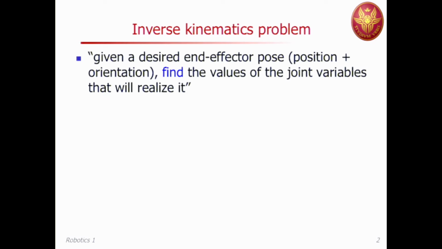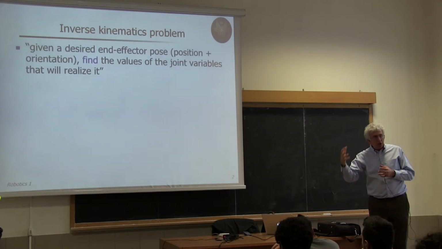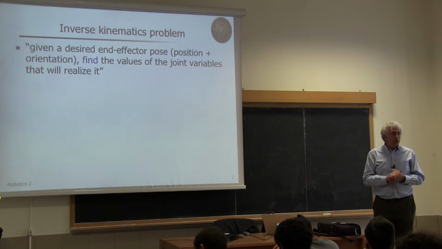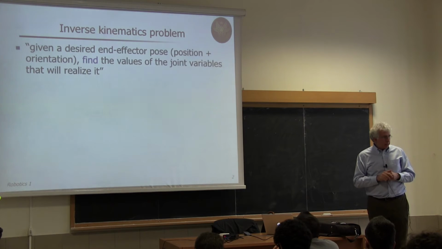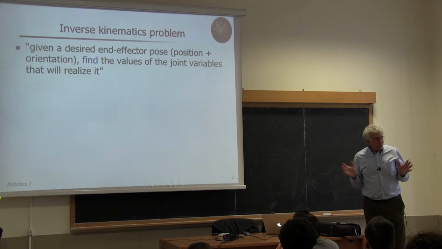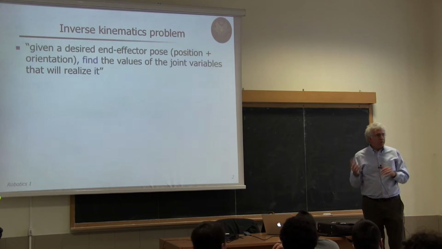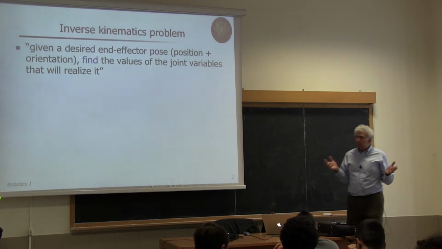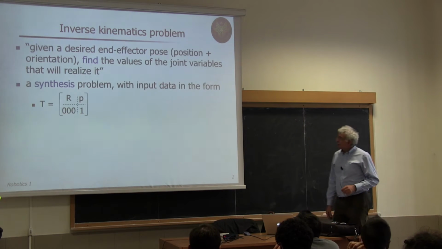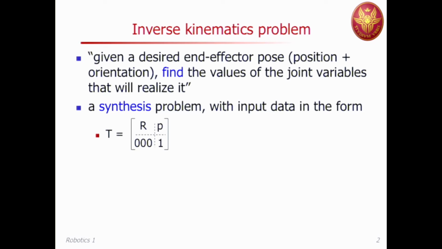In the classical sense, it is: give me a desired pose for the end effector, so position and orientation of the end effector. Find some values of the joint variables which will realize that pose. How many solutions? Well, I don't know yet. If there is a solution: none, multiple, infinite, whatever. Okay? So this is the so-called synthesis problem.